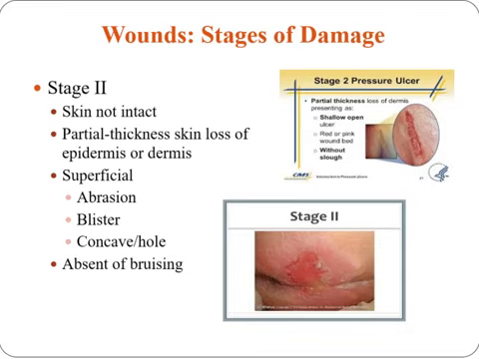Okay, stage 2. So as you can see from the pictures, the wound is starting to get worse. So the skin is no longer intact. We have some partial thickness skin loss of the epidermis and the dermis. It's still superficial. A lot of times they look like little abrasions or even like a blister that's popped, a little concave hole. There's no bruising that's taking place.